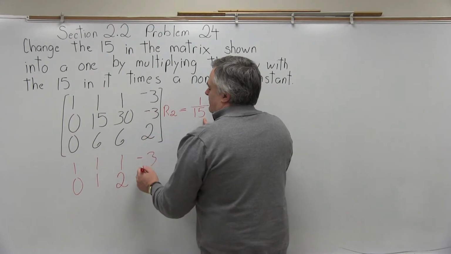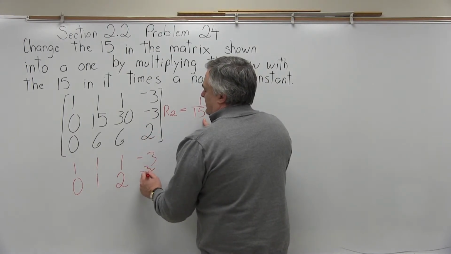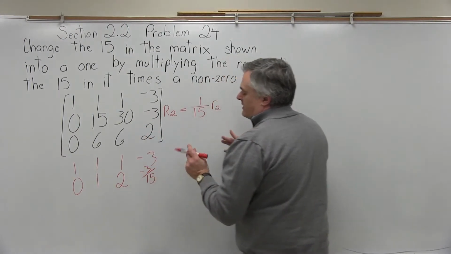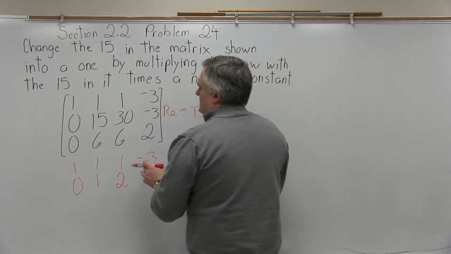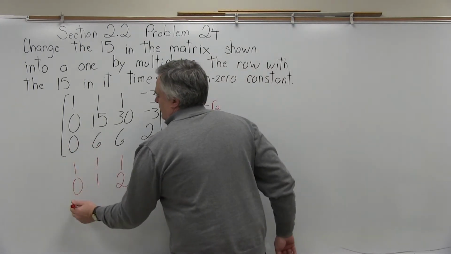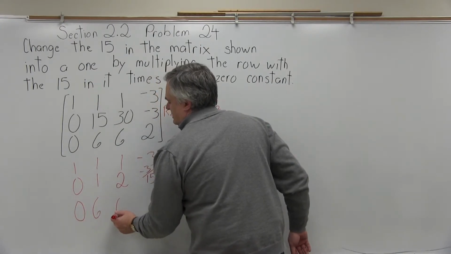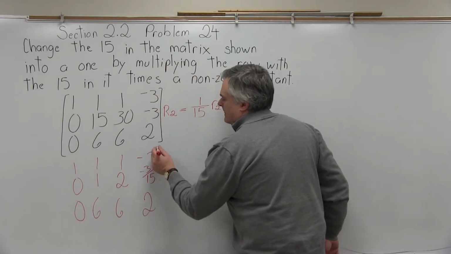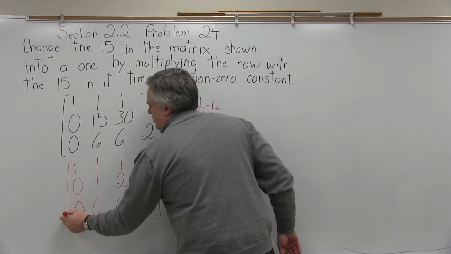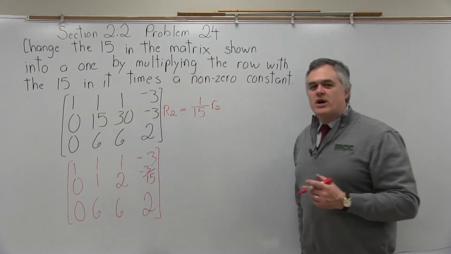Next we'll have negative 3 divided by 15. Now I will be able to reduce that. For now I'm just going to write negative 3 divided by 15, but I really should reduce it. The bottom row will not change. 0, 6, 6, 2.